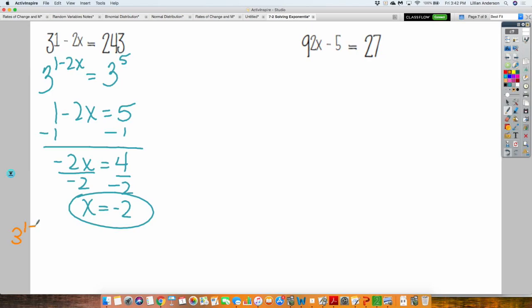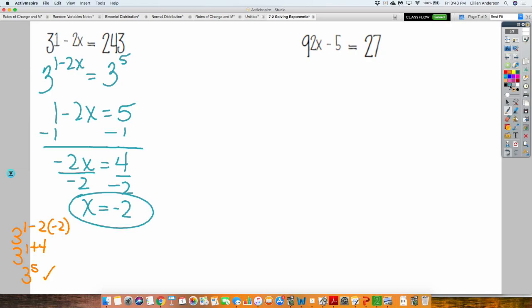While everyone else catches up, a quick check. Negative 2 times 2 becomes 4. 1 plus 4 is 5. And yes, 3 to the 5th power is indeed 243. You guys got this? Can you guys do the next 2 on your own? Okay. I'll check back in.